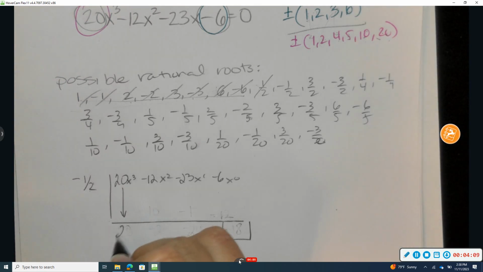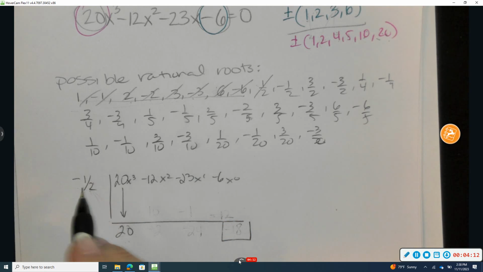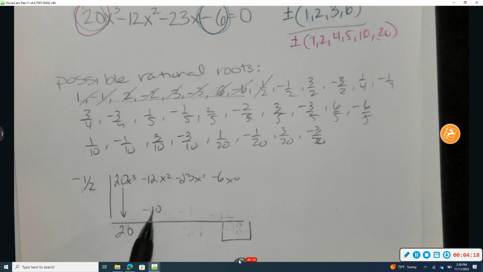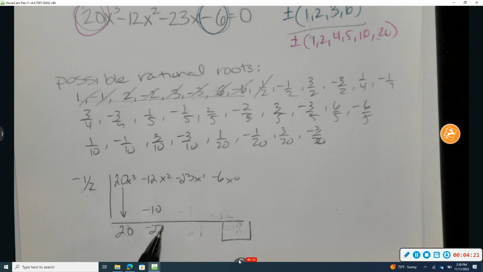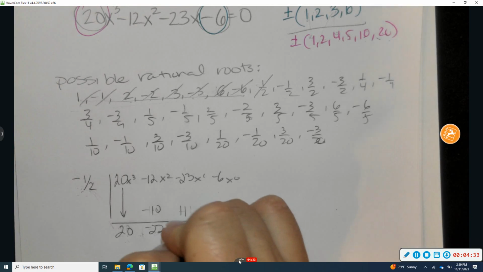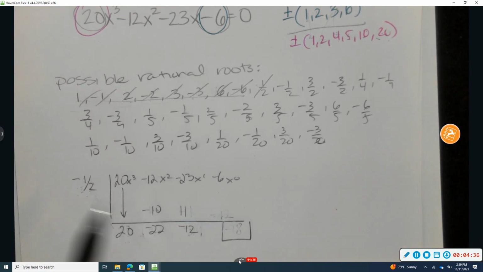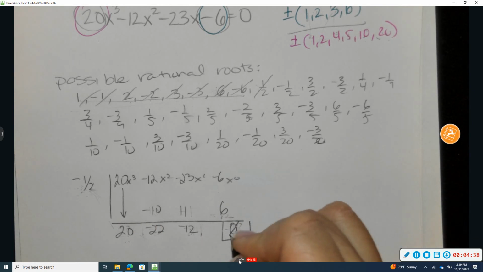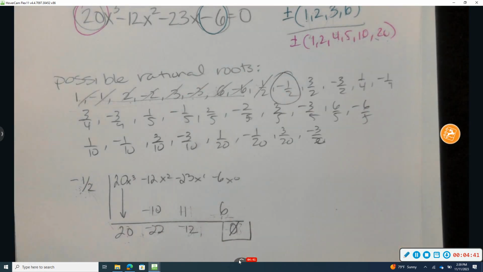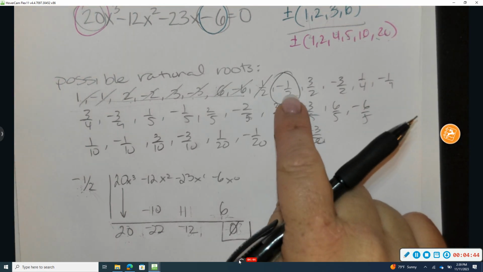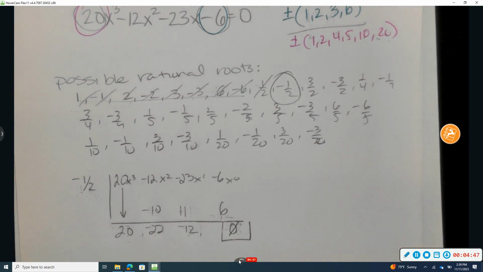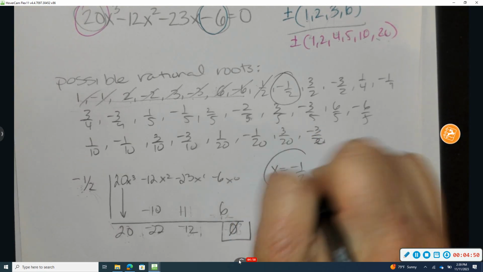Okay, so drop down. Half of 20 is 10, but it has to be a -10, because ultimately what we're doing now is dividing by -2. So 20 divided by -2 is -10. Combine to get -22. If I take -22 and divide it by a -2, I end up with a +11. When I combine a +11 and a -23, I get -12. And now taking -12 and dividing by -2, I get a 6. Yes! I finally found one that works. So this rational root produces a 0 as the output. That means that -1/2 is a solution.